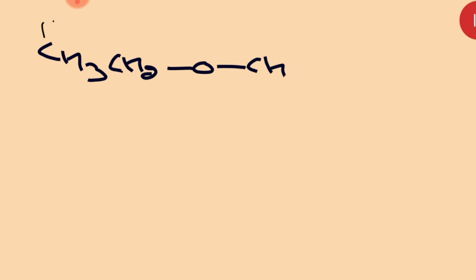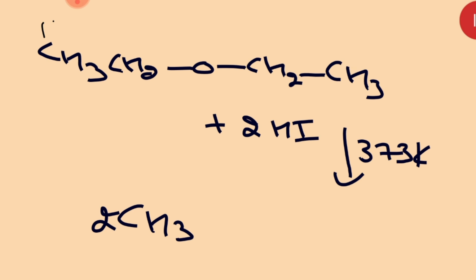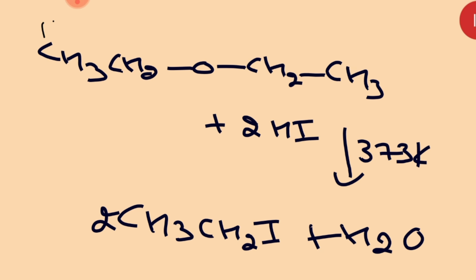Now we can do a few more examples. One more example I am writing: CH3CH2OCH2CH3 plus 2HI at 373 Kelvin. What will be the product? 2 moles of CH3CH2I plus H2O. Okay students, now after that we have a mechanism regarding this one. We have to do the mechanism, which is a very important mechanism for the cleavage of C-O bond.